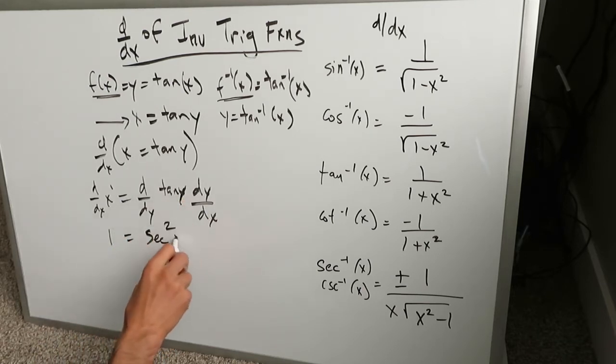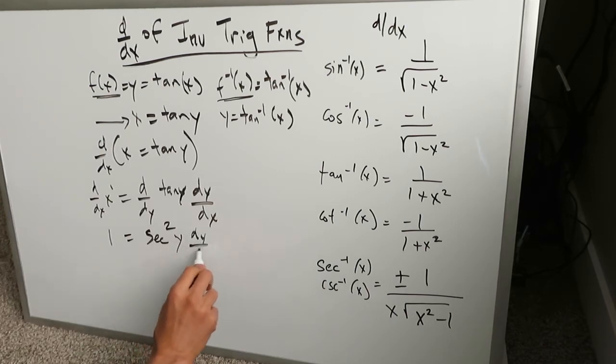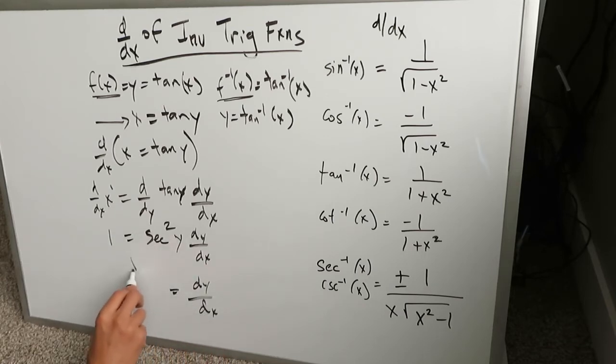But here we're dealing with y, so we have to put y over here, dy over dx, and you're solving in here in terms of dy over dx. dy over dx is equal to what? 1 divided by secant square y.